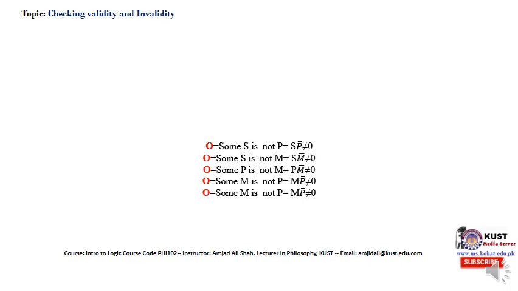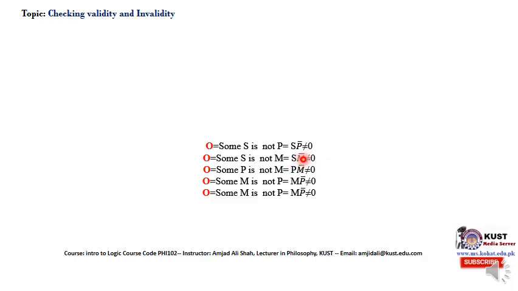Same would be the case with O proposition. In O proposition, if you remember, some S is not P. We have already discussed it, SP bar is not equal to 0. Now, some S is not M, SM bar is not equal to 0. Again, you will have to follow the same pattern. The second alphabet, which actually represents a class, that is P, has a bar. So we will have to put a bar on the second one as well.